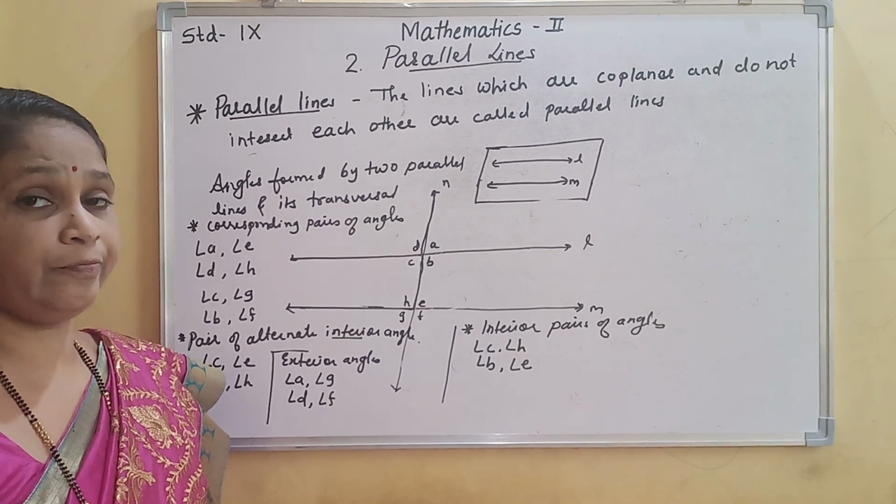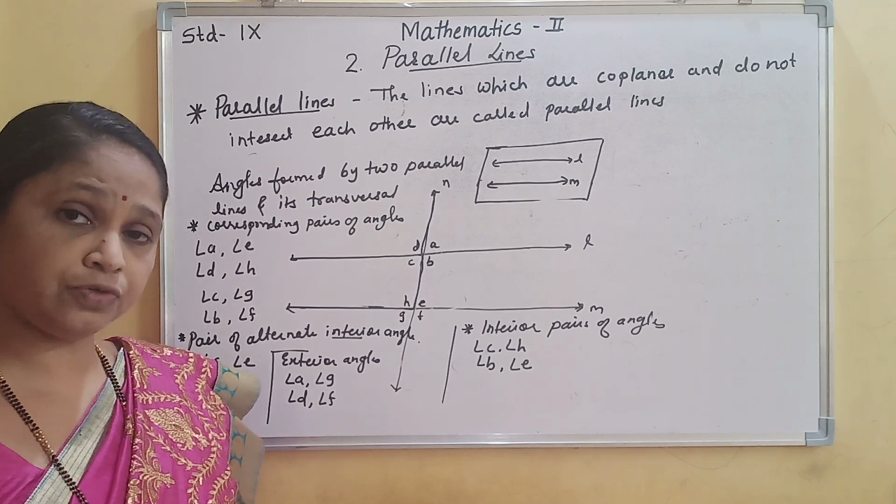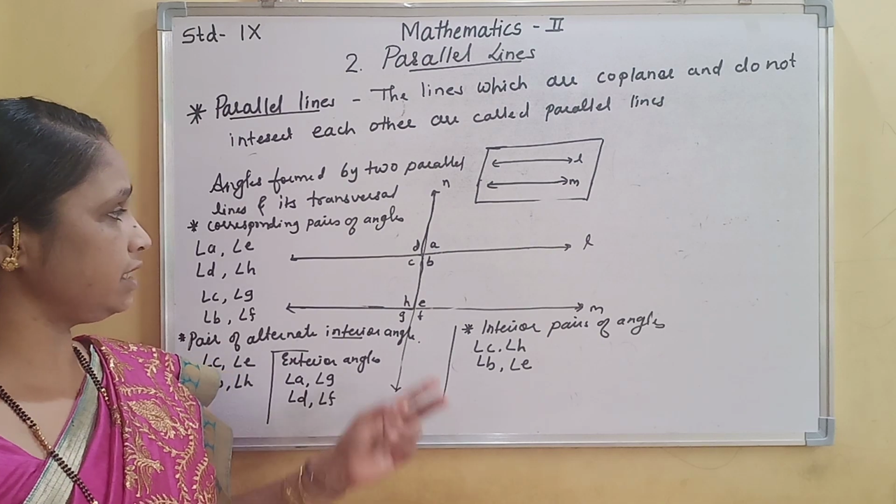Now we have studied linear pairs of angles also. The sum of a linear pair of angles is also equal to 180 degrees. Now which are the linear pairs?